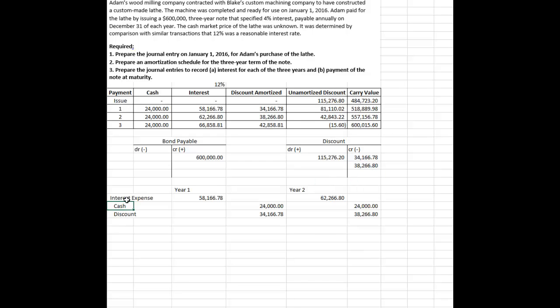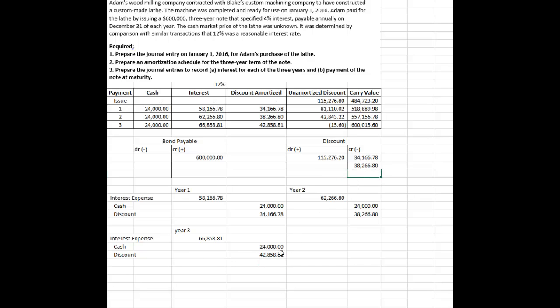In the third year, I guess I didn't have enough room here. I ran out of space. I'll just do this right below. So year three, very simple, right? We're going to take the interest expense given to us by our table, our calculations. The cash, again, comes from here, same contractual amount. And the discount comes from the table as well. Again, there's a rounding error here, but we'll ignore that for now, saying it's immaterial. So that's my entry for year three.